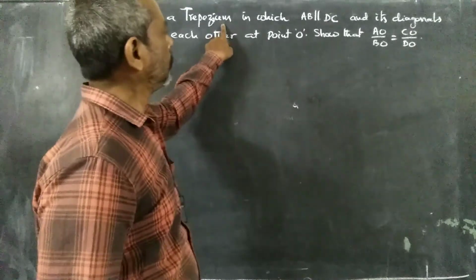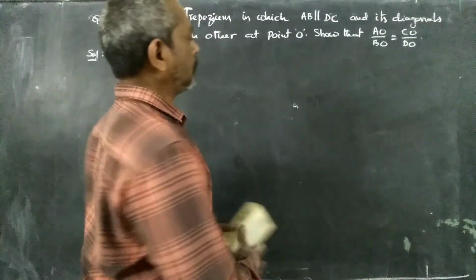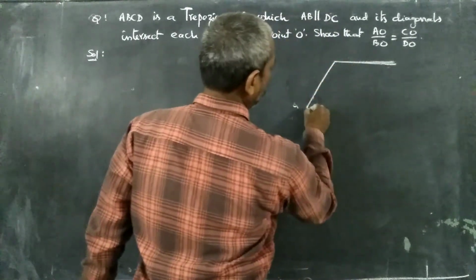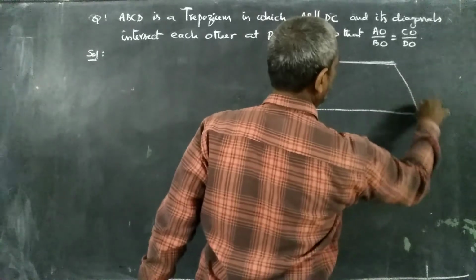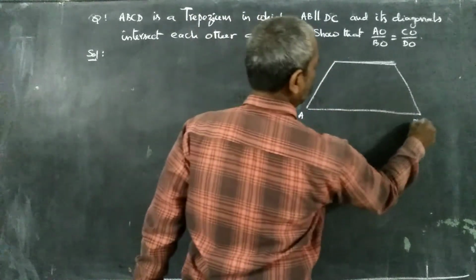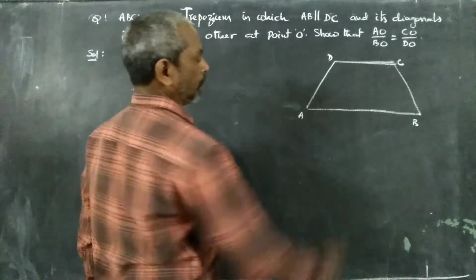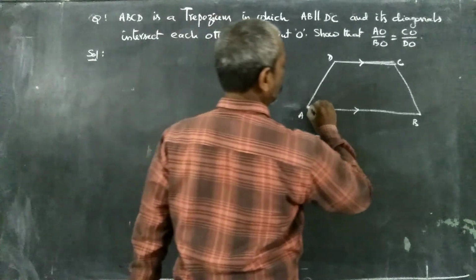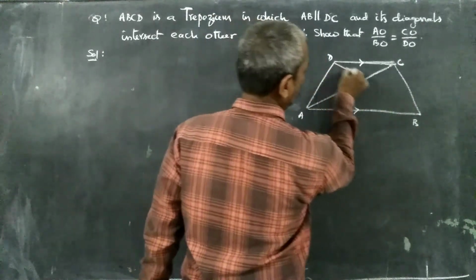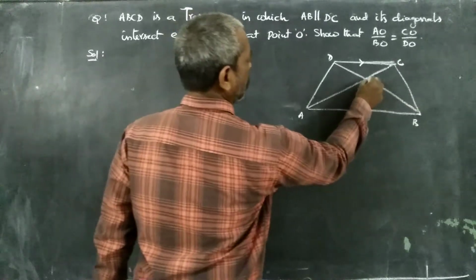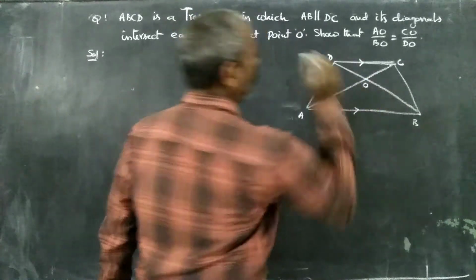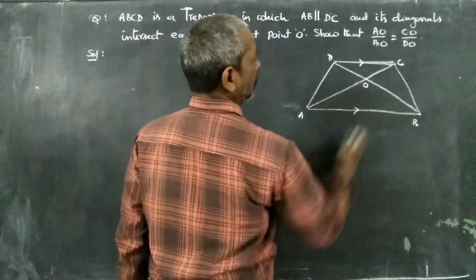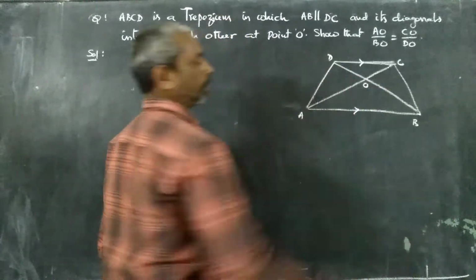ABCD is a trapezium in which AB is parallel to DC, and its diagonals AC and BD intersect at the point O. Then show that AO by BO is equal to CO by DO.